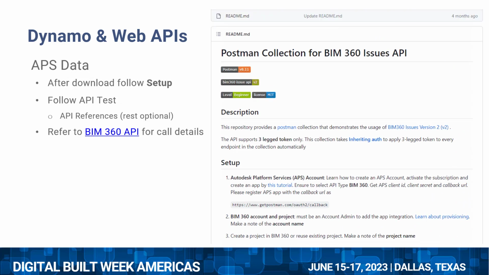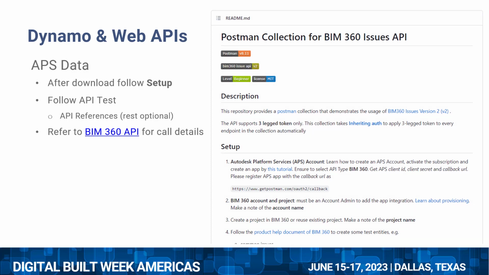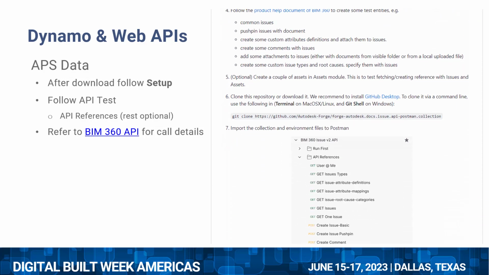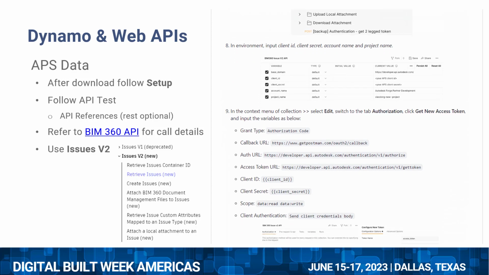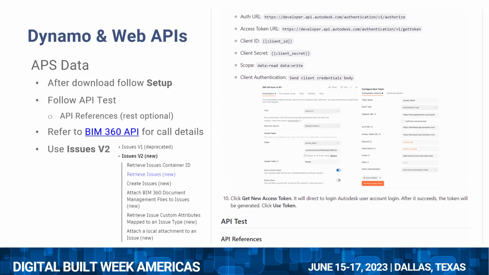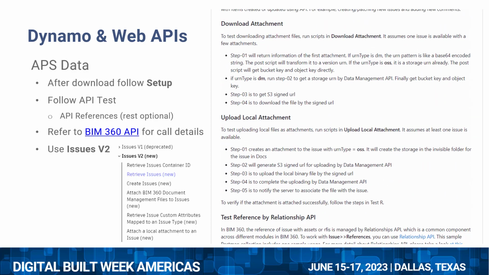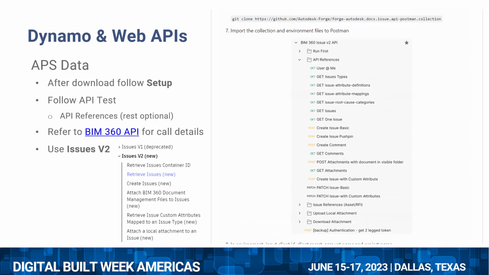You can also go to the BIM 360 API documents. Great documentation. They have documentation for Autodesk Construction Cloud as well to find how to access the API and what calls to make. And in this case, we want to look at issues. There's a version 2. This is the current version. Version 1 is deprecated. And in the near future, will just disappear altogether. So if you have any old calls, they won't work.